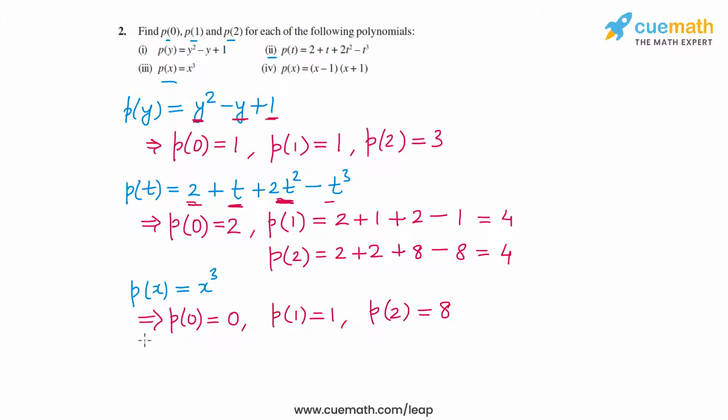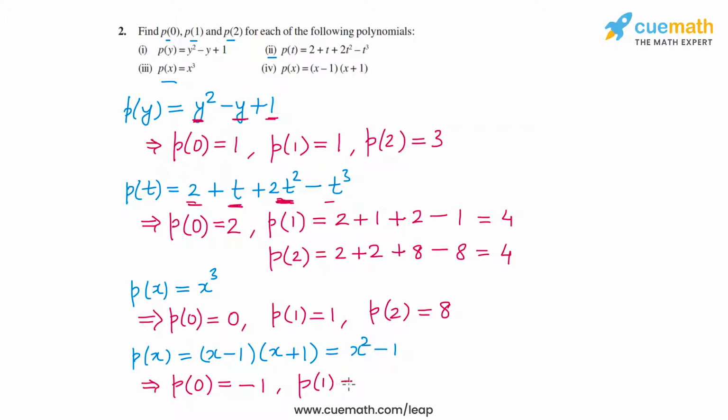And now finally let's go to the fourth part, which is P of x is equal to x minus 1 into x plus 1. If you want, you can also write this by multiplying as x square minus 1. It doesn't really matter. So now let's find out P0, P1 and P2. P0 will be 0 square minus 1, that's minus 1. P1 will be 1 square minus 1, that's 0. And P2 will be 2 square minus 1 or 4 minus 1 or 3. So these are the answers to the 4 parts of this problem.